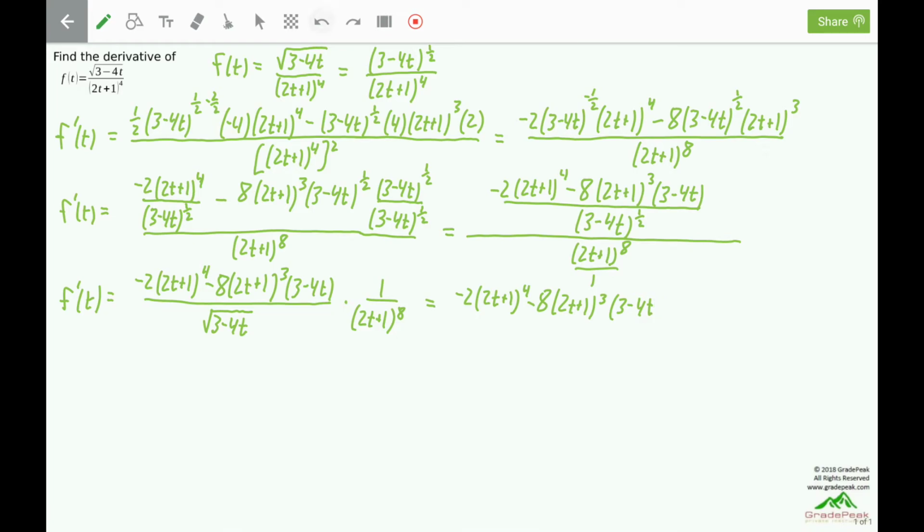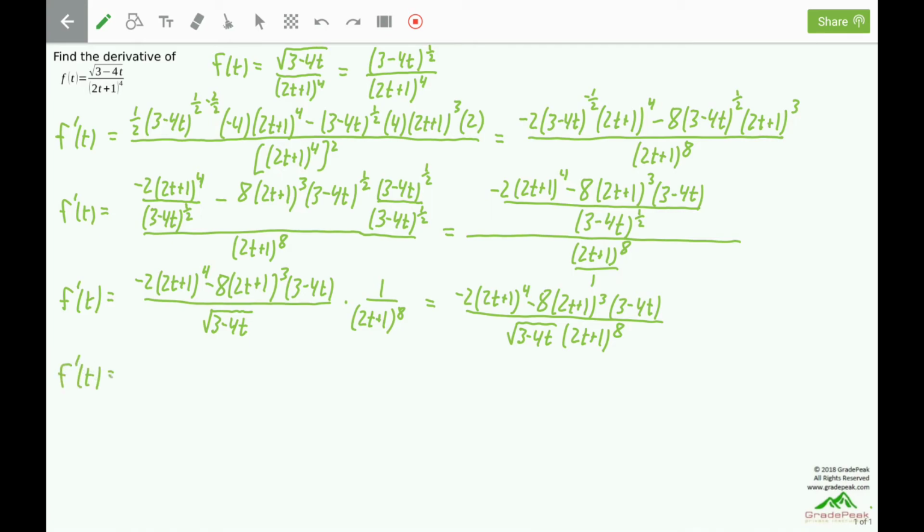And then the denominator, we just multiply them together. And we have the square root of 3 minus 4t multiplying a 2t plus 1 to the 8th power. The next step is going to involve factoring that numerator because we have common factors. Actually, we have a factor of a negative 2. So we can start with that.